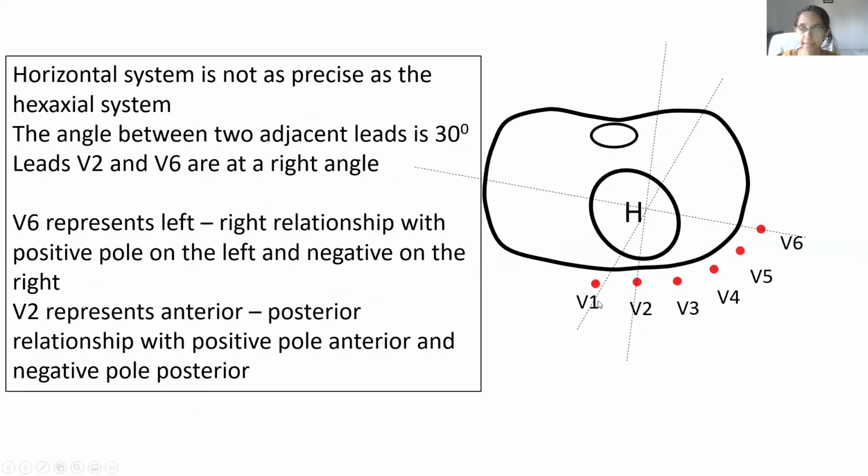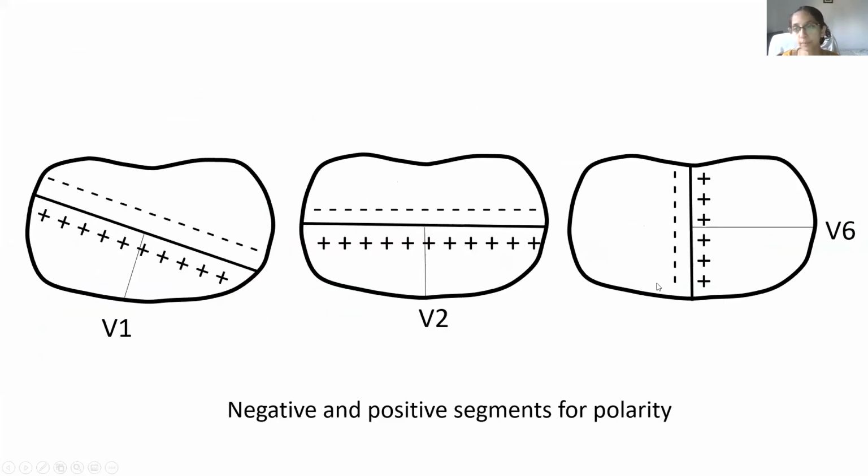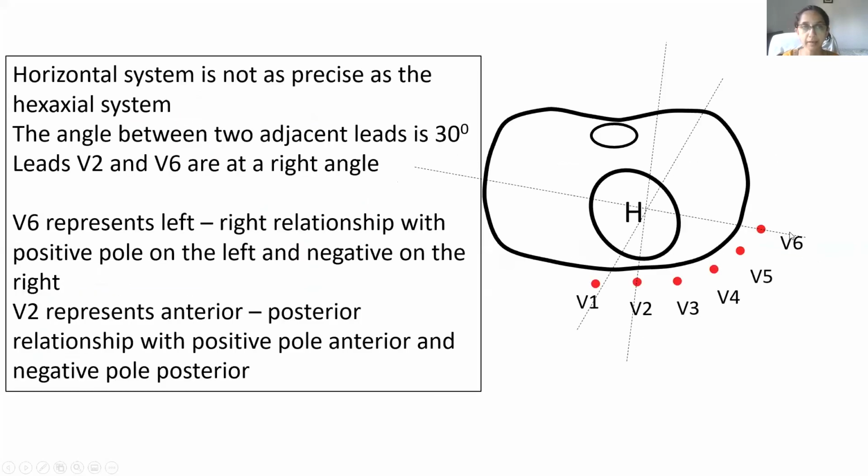And we know that here, V1 to V6, we have leads placed like this. This is just a recap. V1, V2, V3, V4, V5, V6, similar to 1 and aVF, which are right angle to each other, V2 and V6 are right angle to each other, where V2 is positive here, negative here, V6 is positive here, negative here. The difference between the two leads, the angles, is usually around 30 degrees.